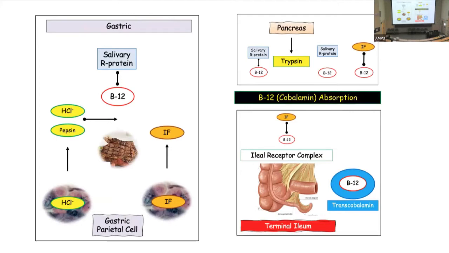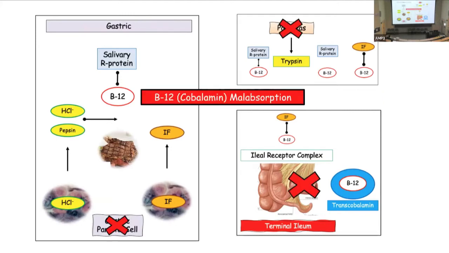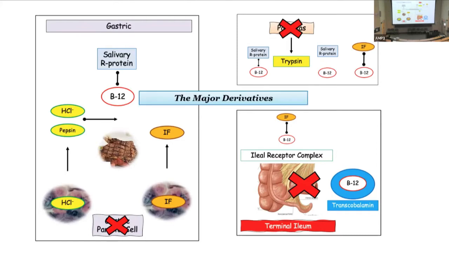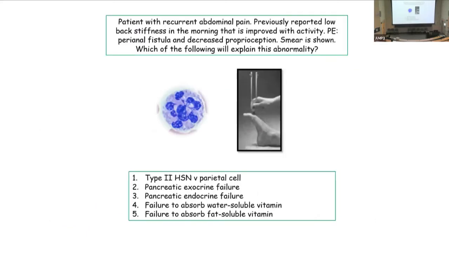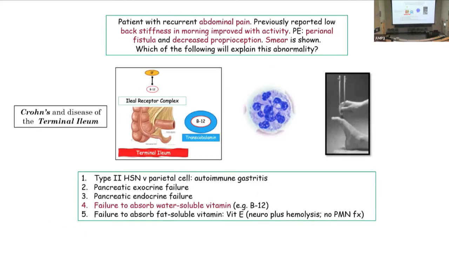So now we'll just backtrack and say, well, what can go wrong in this process, right? So malabsorption, terminal ileum disease, pancreas disease, failure of the parietal cells. Right, so here's the major derivatives. And this was a question we just asked. So here was our low back stiffness that I was alluding to yesterday with Crohn's. Low back stiffness improved with activity, right? That's spondyloarthropathy. And perianal fistula got you to Crohn's disease again, so clearly Crohn's.